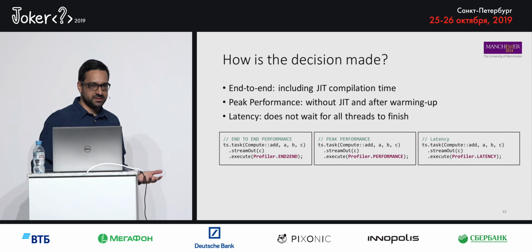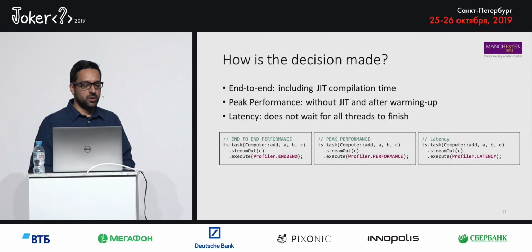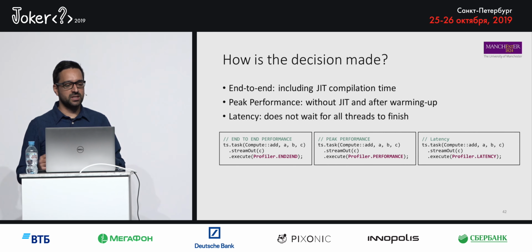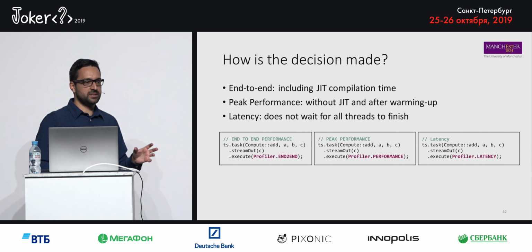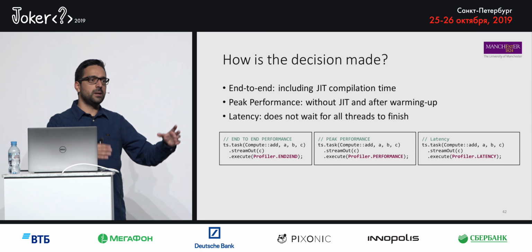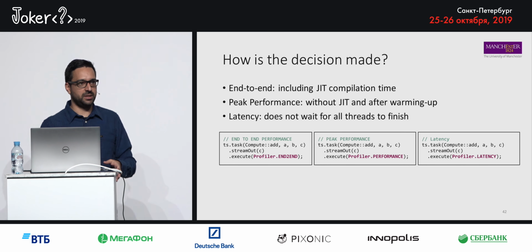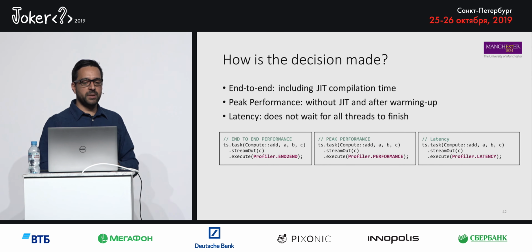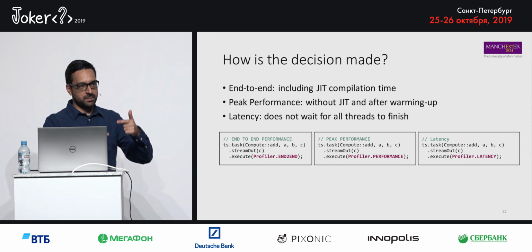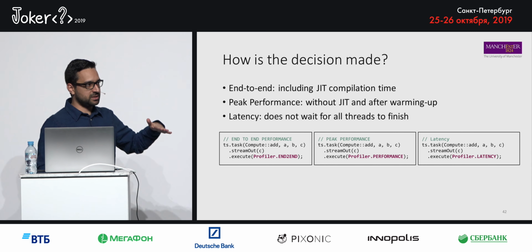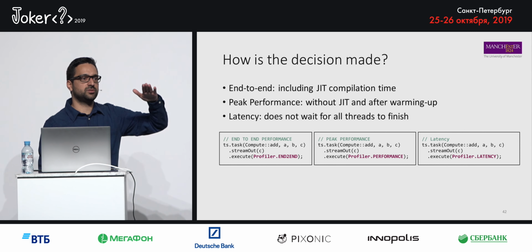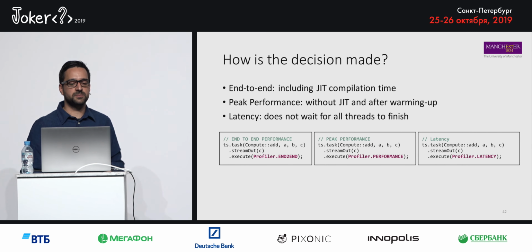We introduce policies, okay? And we have 3 for now. We call them end-to-end performance, peak performance, and latency. What does it mean? End-to-end performance will take into account in the decision logic JIT compilation plus transfers and execution time, okay? Peak performance will not include JIT compilation and will do a warm-up phase. This is useful because, for example, in the case of FPGAs, it takes some time to get the right voltages to go to high speed, okay, to high performance.